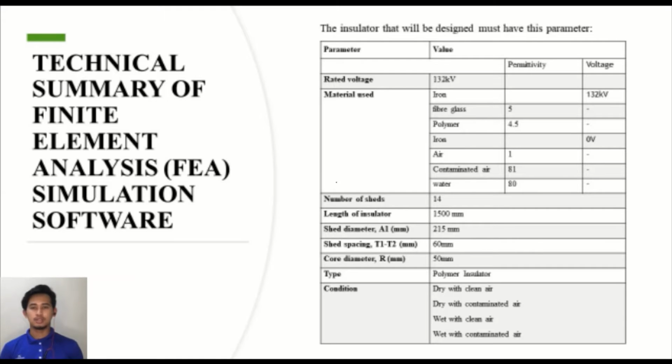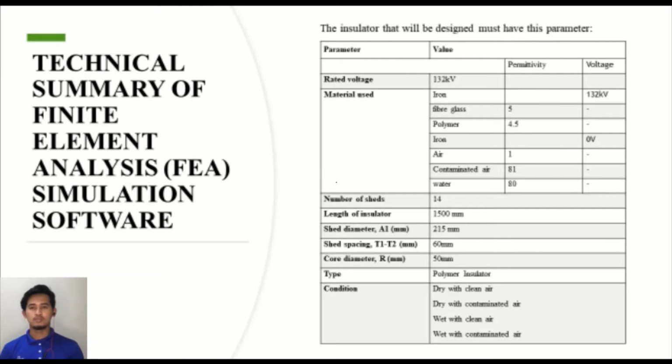The sheet number is 14. The total insulator length is 1500 mm. The sheet diameter is 215 mm. The sheet spacing is 60 mm. The core diameter is 50 mm. The type of insulator is polymeric. In this study, we want to test our insulator design with four conditions, which are dry with clean air, dry with contaminated air, wet with clean air, and lastly wet with contaminated air.